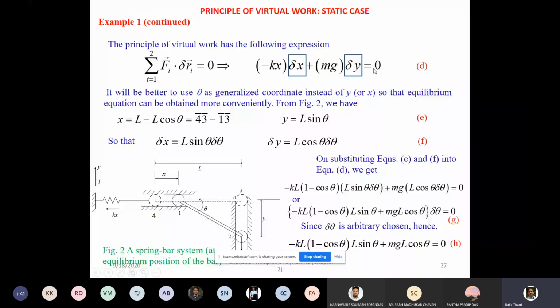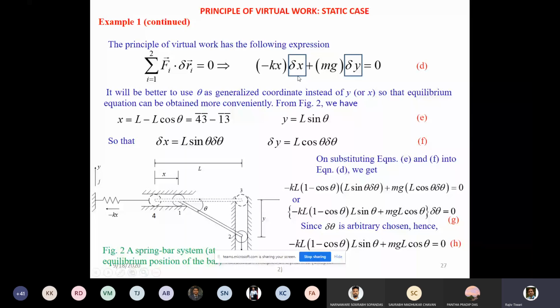And now, what is happening, as I mentioned, we have only 1 degree of freedom system. This particular system is a single degree of freedom system. So we need to either replace delta y with delta x, or replace delta x and delta y both with delta theta, that will give us the condition where this particular bar will be in equilibrium. So as I mentioned, delta theta, if we take, it will be more convenient.